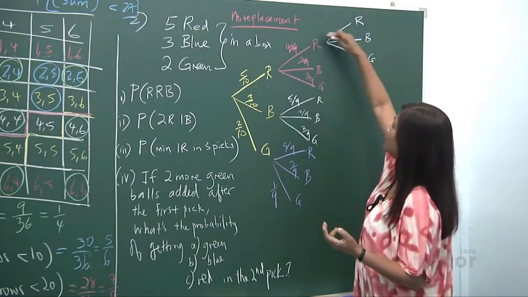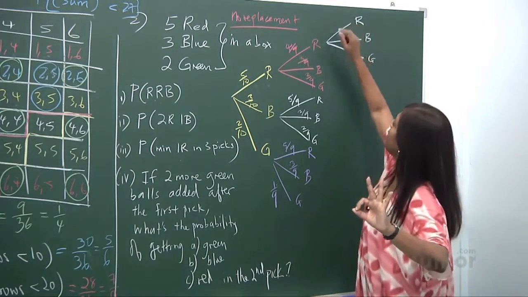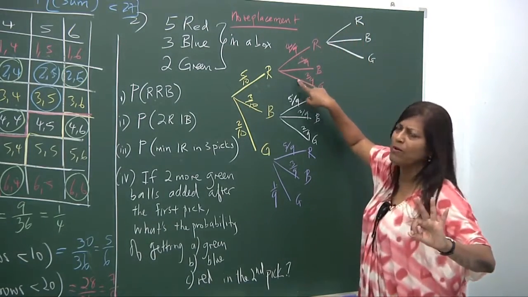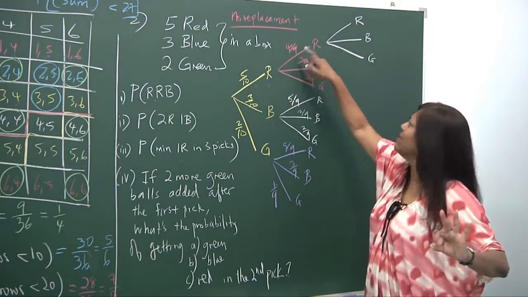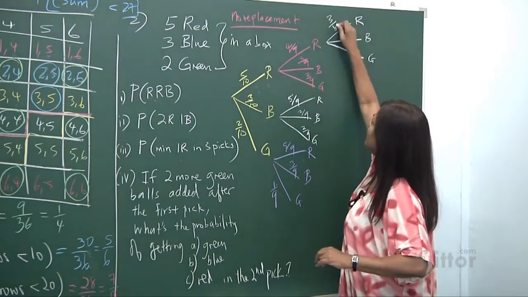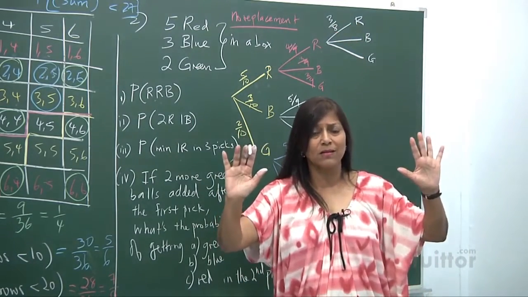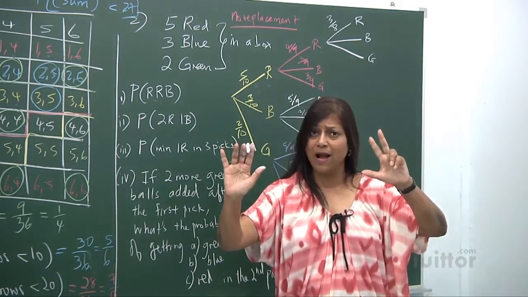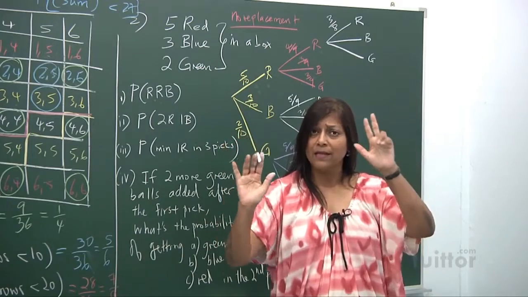So let's look at this. How many reds are left from 5? Taken 2, you've got 3. But now from 9 balls, you've taken 2 balls out. You've got 8 left. So it is 3 out of 8. You've got 10 balls, and you've taken 2 reds out. There are 8 balls left, and from the 8, 3 are red.